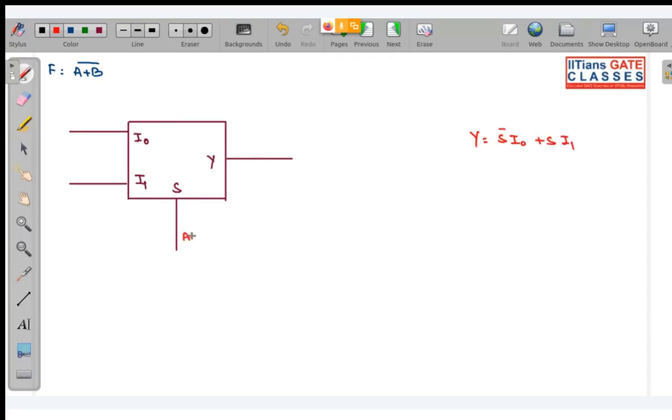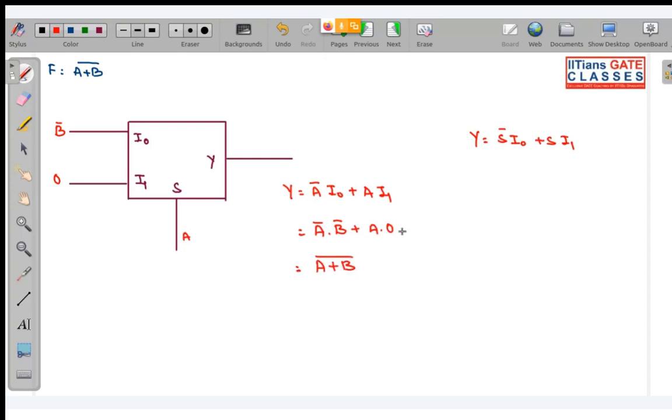The selection line, I am always taking it as A. So what can we do over here? Very simple. If I take I naught as B complement and I1 as 0, this will be A complement dot B complement plus A dot 0. So this will be (A plus B) whole complement using De Morgan's rule.